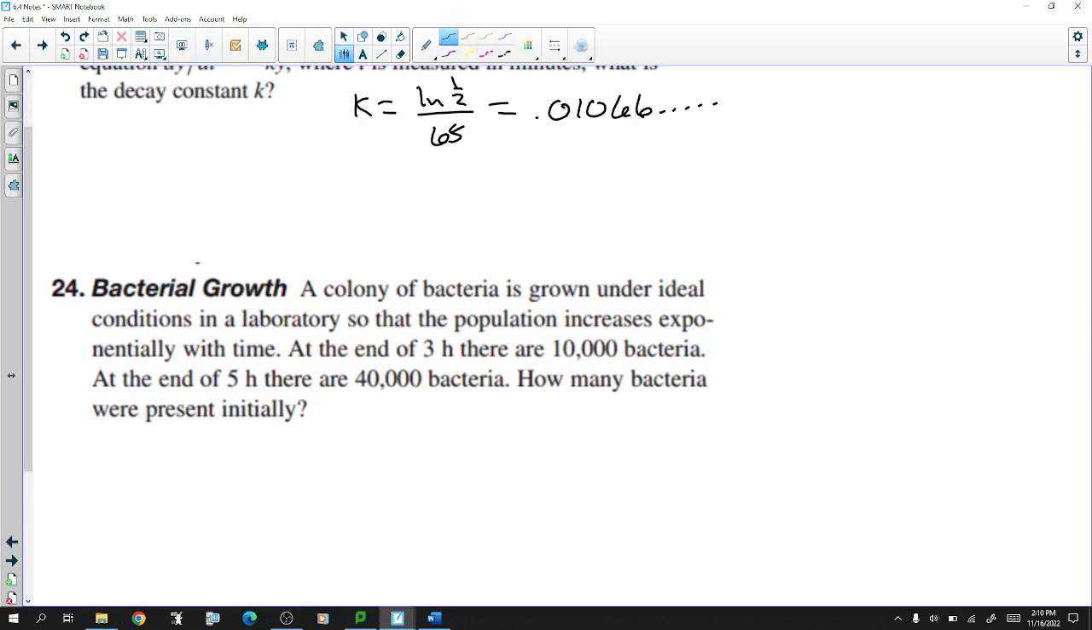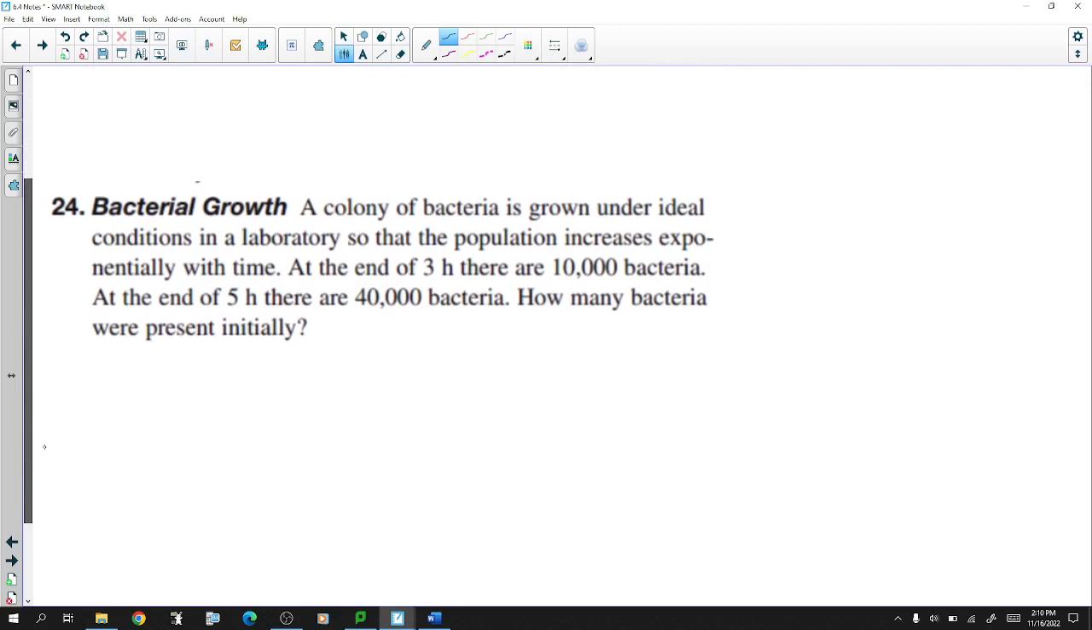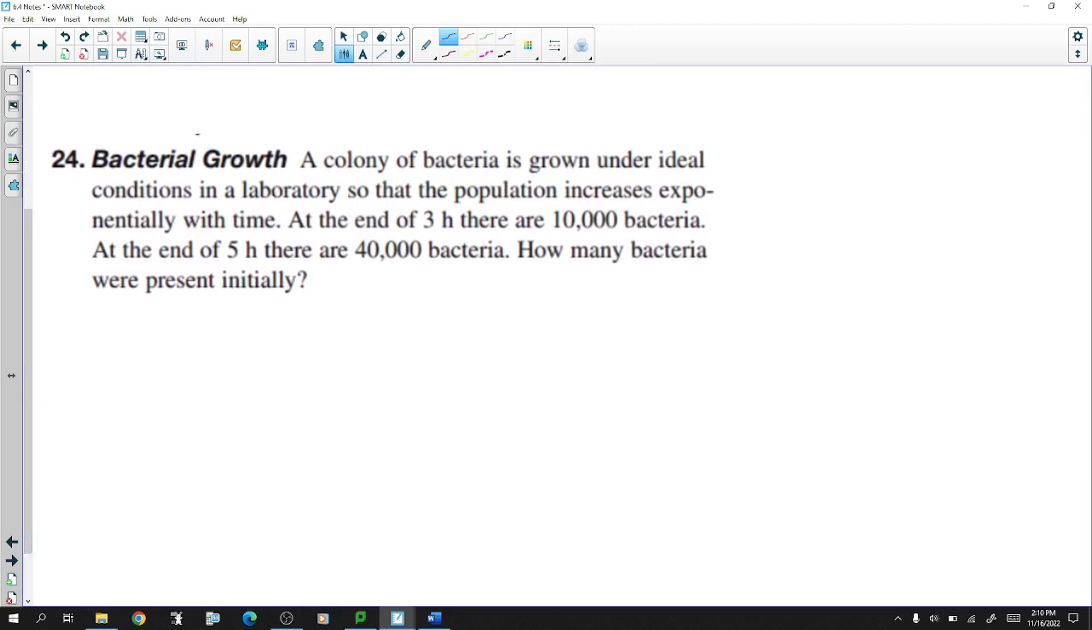A colony of bacteria is growing under ideal conditions in a laboratory so that the population increases exponentially with time. So it's exponential growth. At the end of 3 hours, there are 10,000. And at the end of 5 hours, there are 40,000. How many bacteria were present initially? So N naught is equal to what?